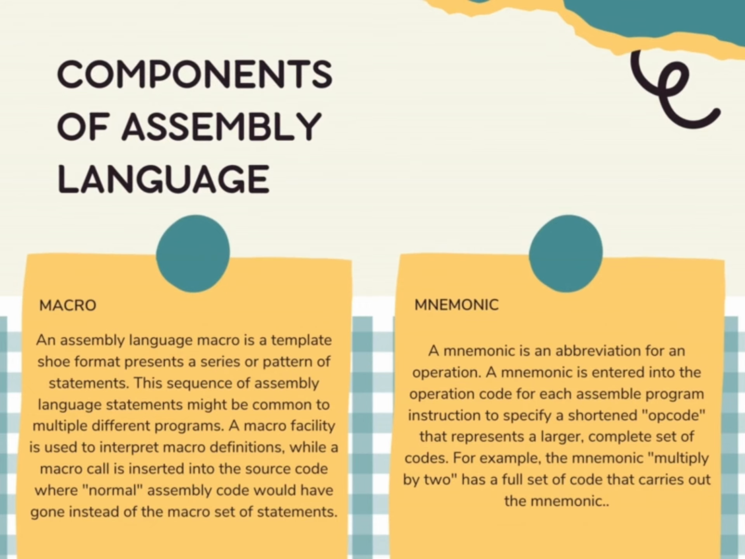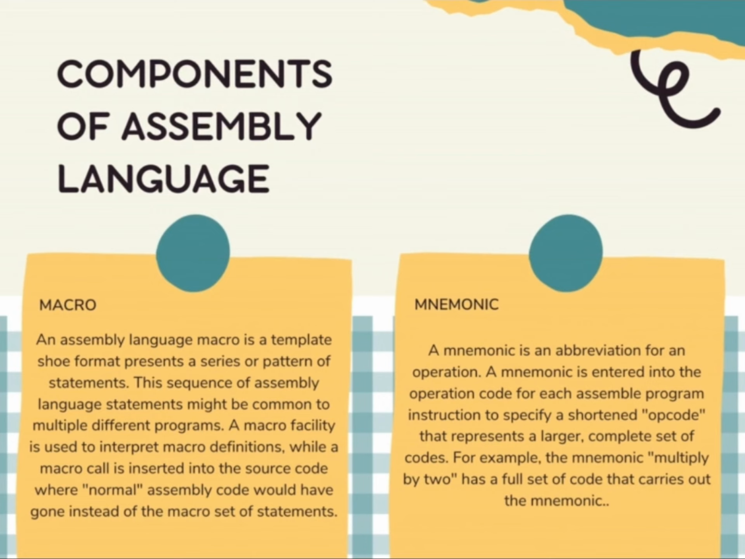Macro. An assembly language macro is a template or format that represents a series or pattern of statements. This sequence of assembly language statements might be common to multiple different programs. A macro facility is used to interpret macro definitions, while a macro call is inserted into the source code where normal assembly code would have gone instead of the macro set of statements.